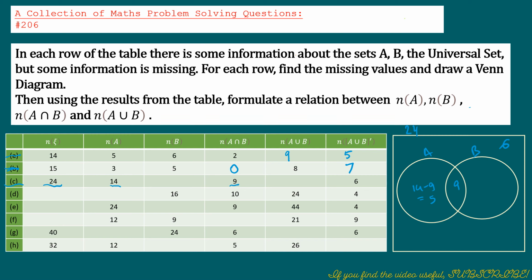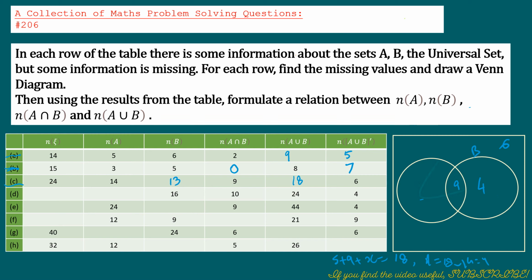So A union B would be 24 minus 6, that is 18. So I will write 18 because 24 minus 6 is 18. Okay, so A union B is 18, and then B we have to find out. So 5 plus 9 plus X, where X is B only, equals 18. So X would be 18 minus 14, that is 4. So we write 4 here. So what is B? B is 9 plus 4, and that is 13. So that's done as well.